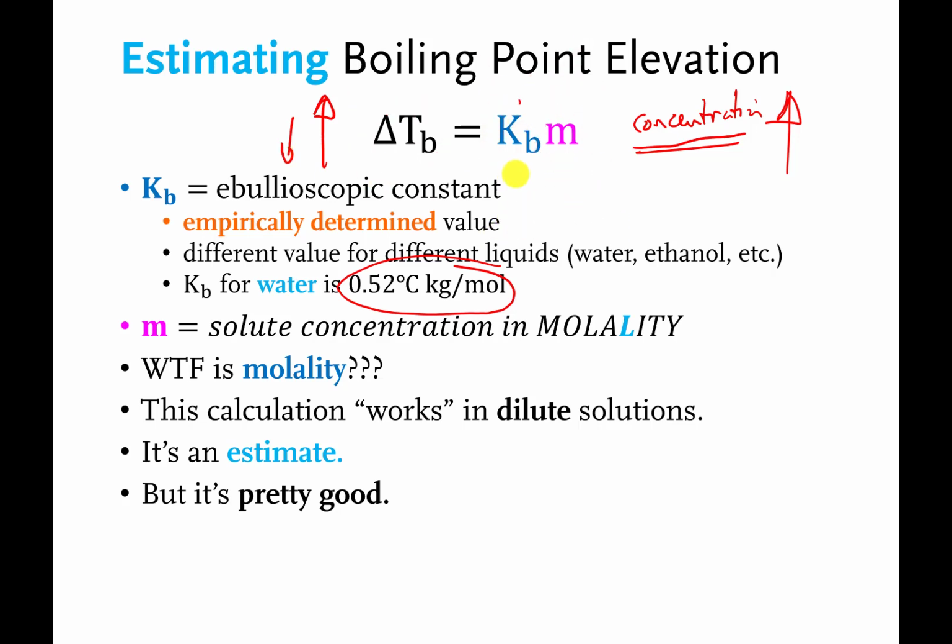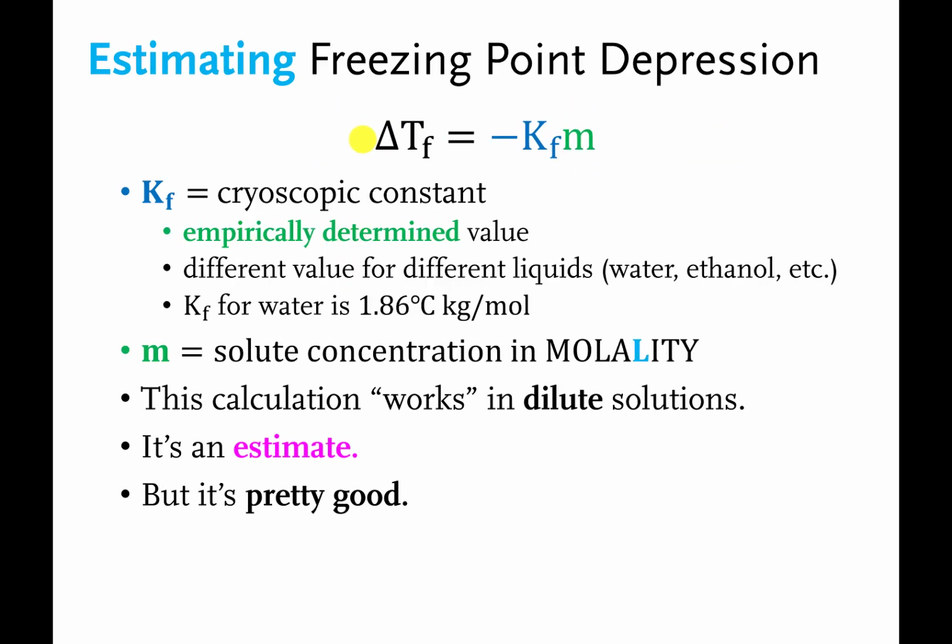The K sub B number, the boiling point elevation constant, is just some number that's not going to change. But the amount of stuff you dissolve, which is shown by the m number, is going to control how much the boiling point goes up. There's a very similar equation for how much the freezing point goes down, and here it is. So again, remember, this is called the freezing point depression.